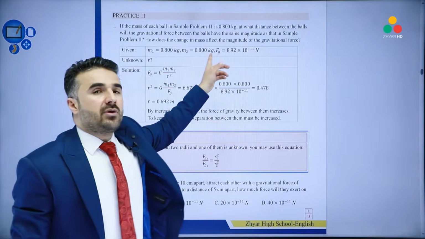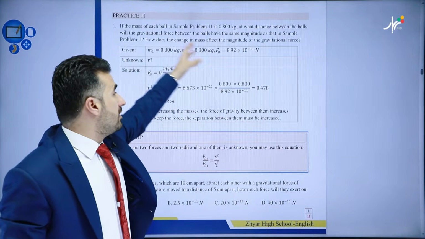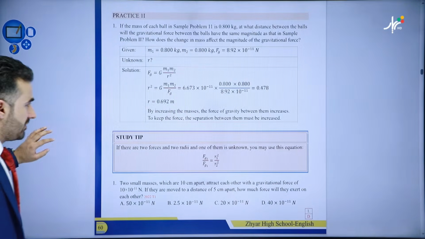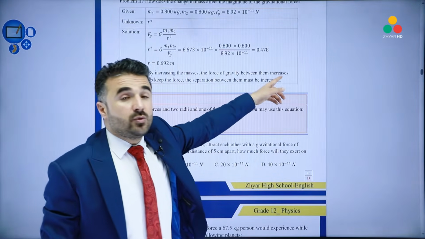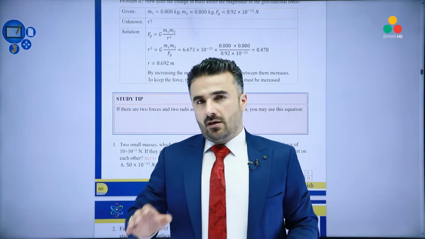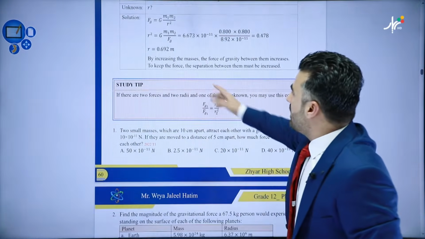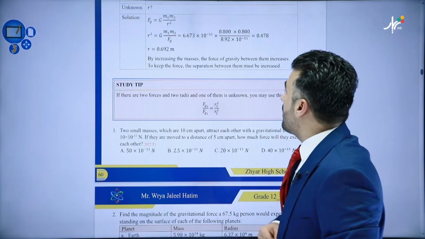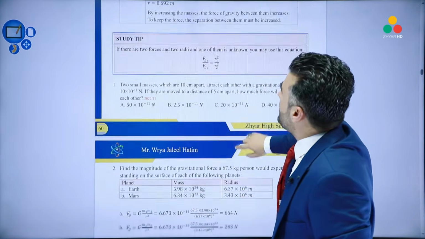Why? Because remember, the bigger the mass, the bigger the force of gravity. But since the force doesn't change, and the masses have changed, the distance will be larger in this case. So we can say by increasing the masses, the force of gravity between them increased, because these are directly proportional. The bigger the masses, the bigger the force of gravity. But if we increase the distance, the force will decrease. So to keep the force, the separation between them must be increased.